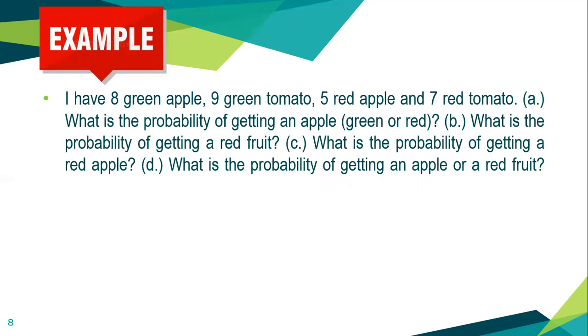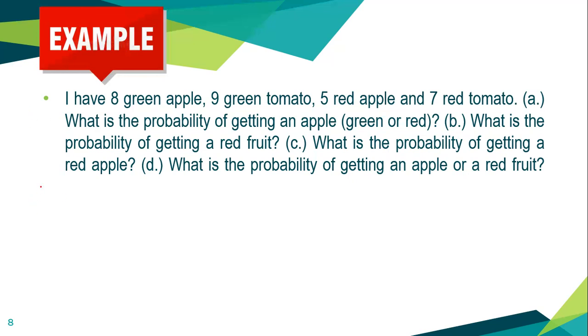Okay? And for the last example on this topic, we have 8 green apples, 9 green tomatoes, 5 red apples, and 7 red tomatoes. First question, what is the probability of getting an apple? It can be either green or red. B, what is the probability of getting a red fruit? Pwedeng apple, pwedeng tomato. C, what is the probability of getting a red apple? And D, what is the probability of getting an apple or a red fruit?